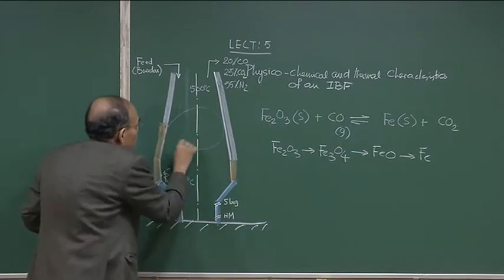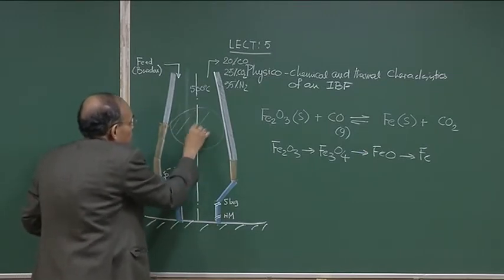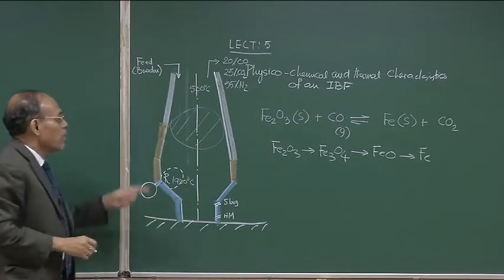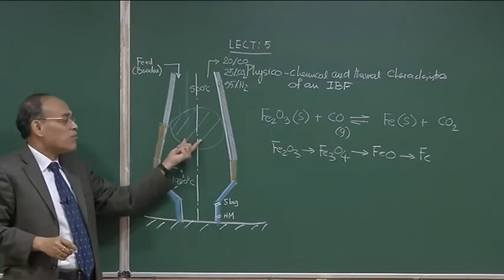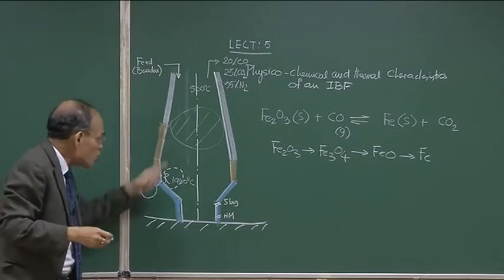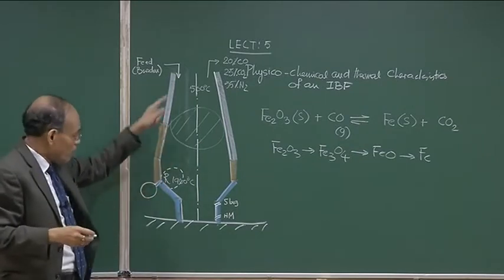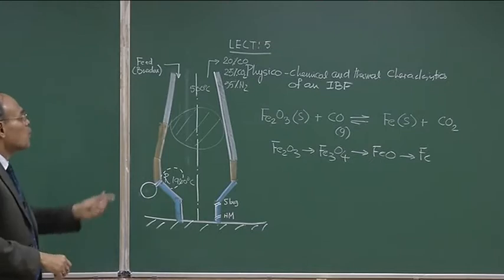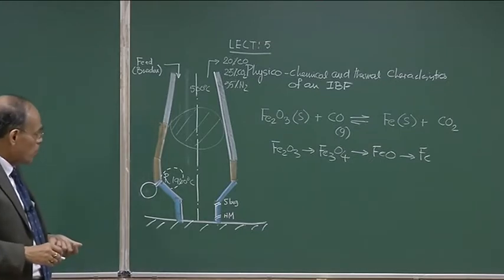But we can expect that the descending iron ore, which progressively gets heated up, particularly in this part of the furnace which is at relatively high temperature, will be subjected to a temperature of about 900 to 1100 degrees centigrade, and also to a gaseous environment which will be predominantly carbon monoxide.